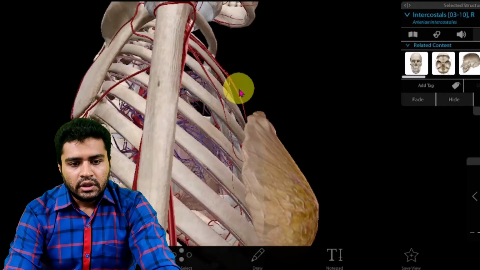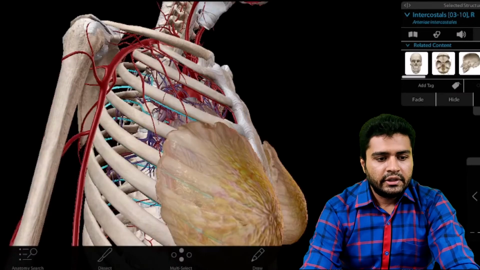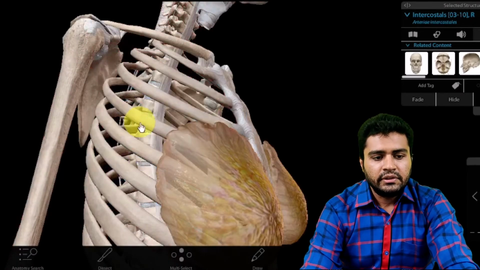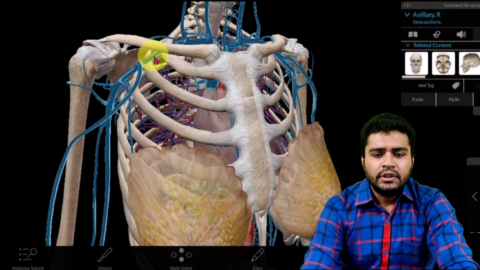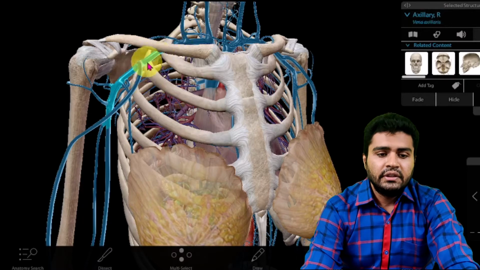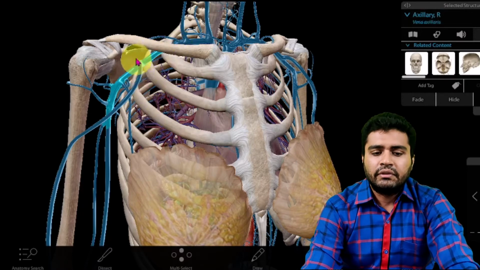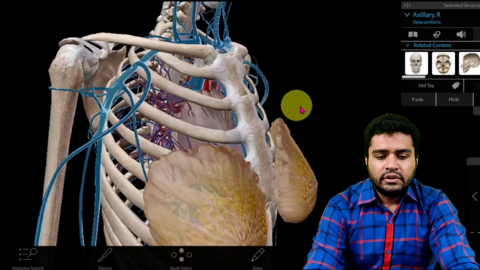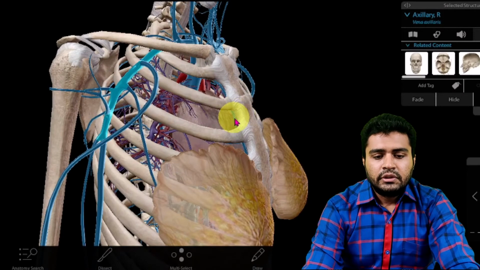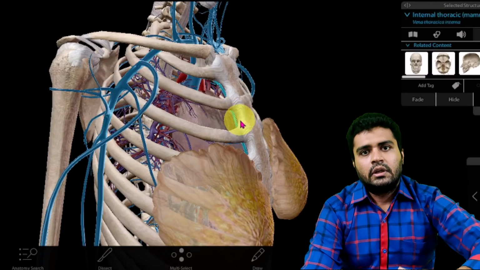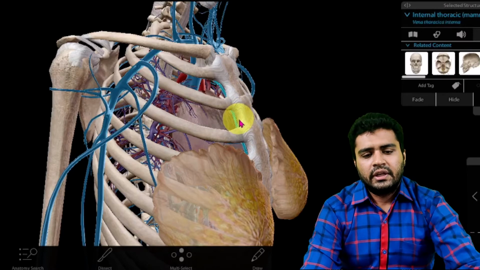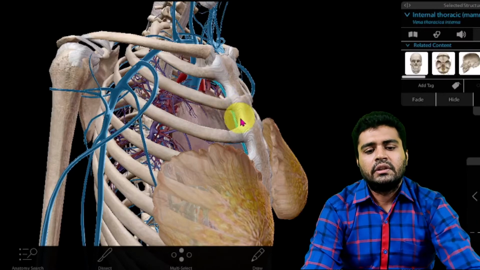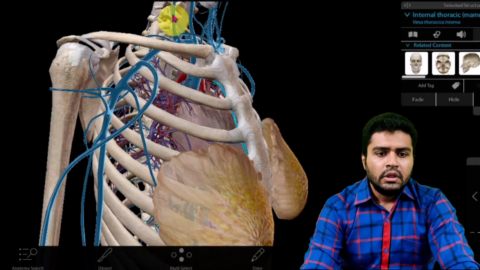So here, if I remove the arteries and start the veins, you can easily see the axillary vein, and the deep veins go into the axillary vein. The superficial veins, just near the sternum, go to the friend of the internal thoracic artery, that is the internal thoracic vein. Here the superficial vein goes.